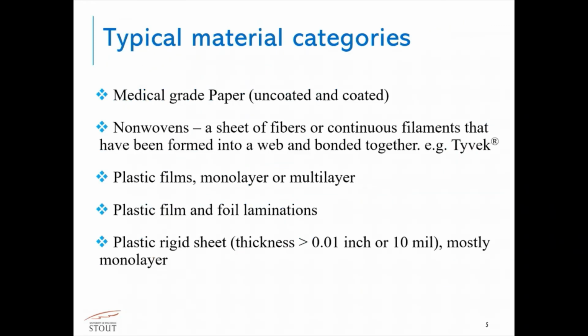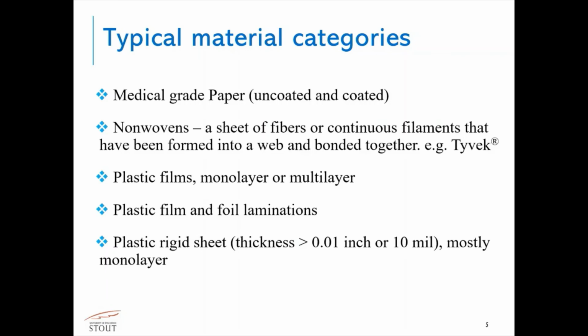Typical medical device packaging materials fall under five categories. Number one is medical grade paper, either coated or non-coated. The second is non-woven materials, a sheet of fibers or continuous filaments that have been formed into a web and bonded together. The most known is DuPont Tyvek.